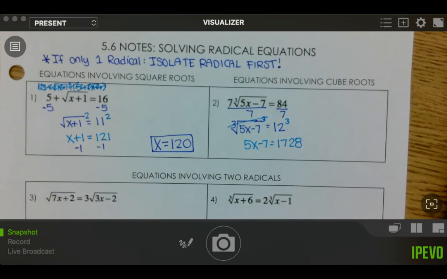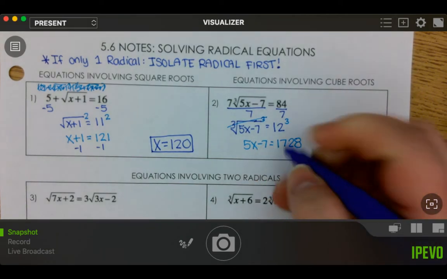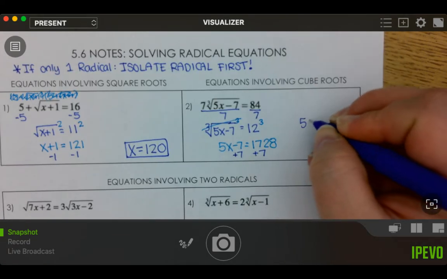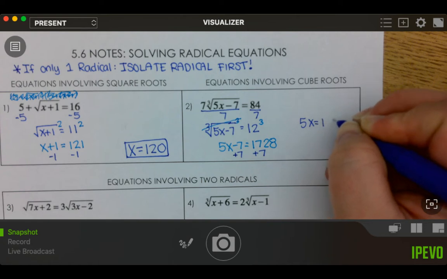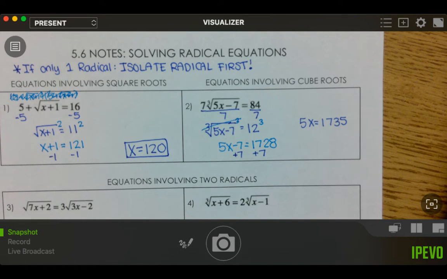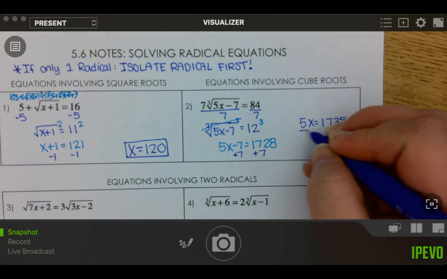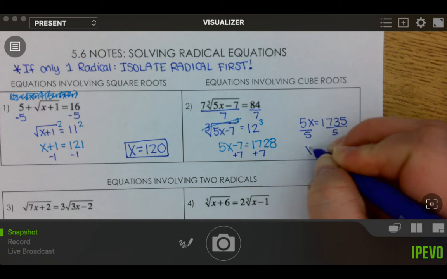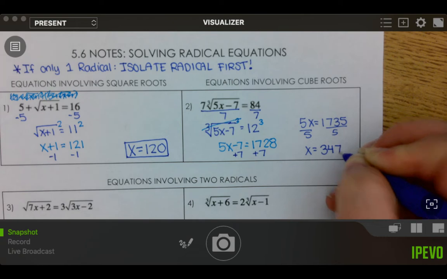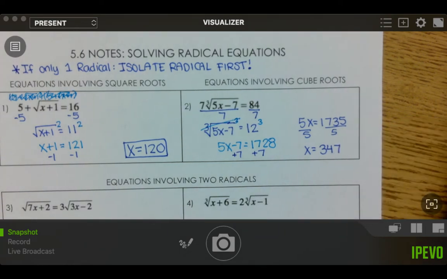Then you have 2 steps left to solve this equation. You need to add the 7 to the other side, which is 1,735. And then you're going to divide by 5, which is 347. And that's your answer.